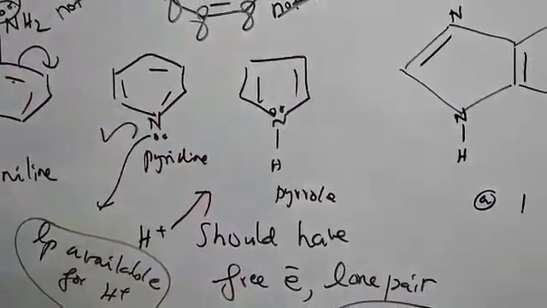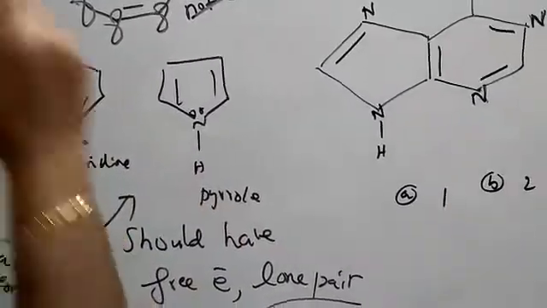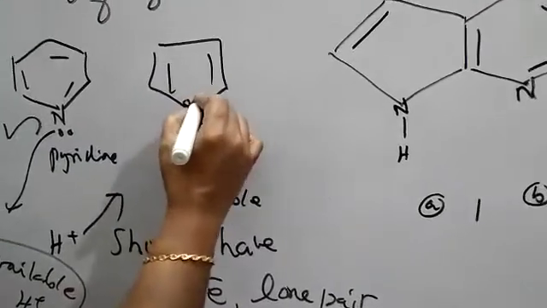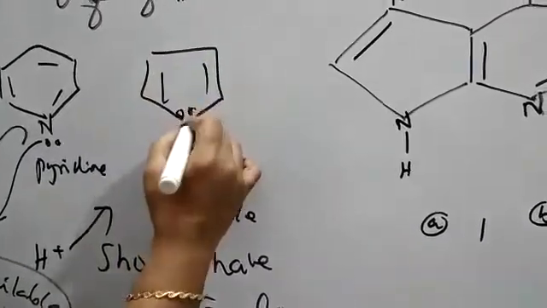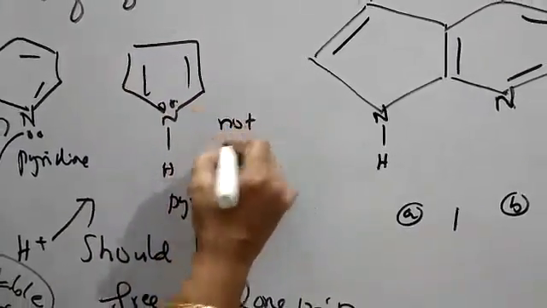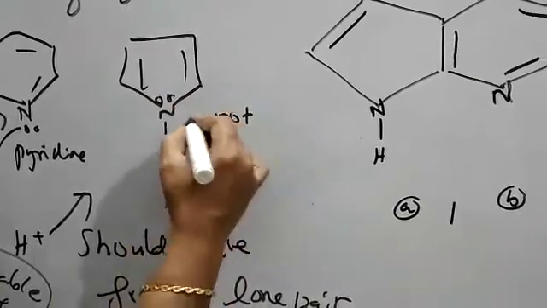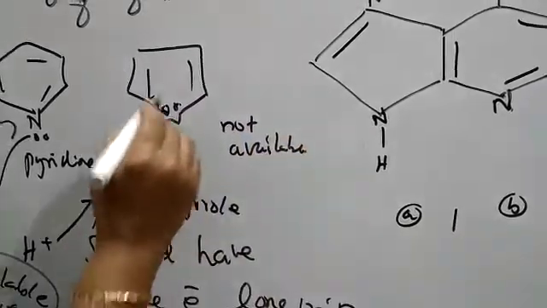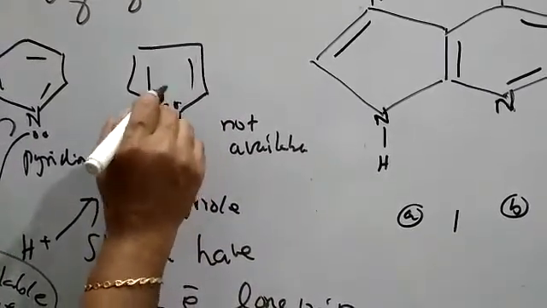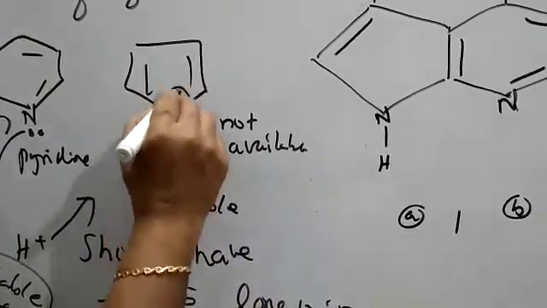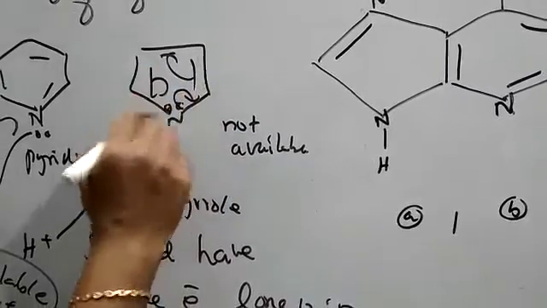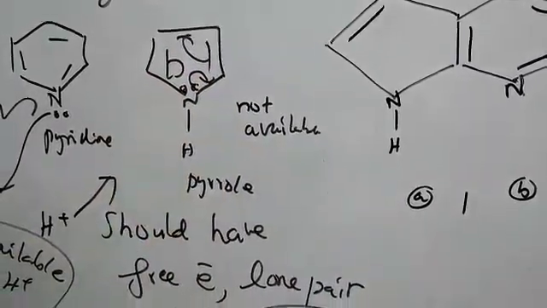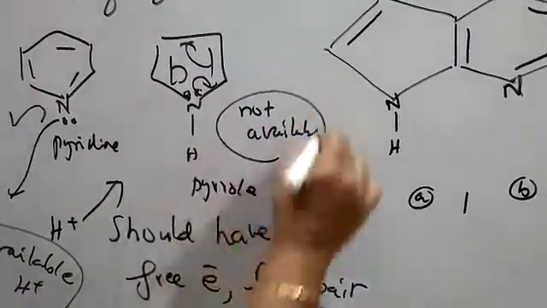Coming to this point, here it is not available. That means it is engaged in resonance. The reason here is resonance. Here too, this negative electron moves here, and so on. Conjugation is possible, so it is not available for protonation.